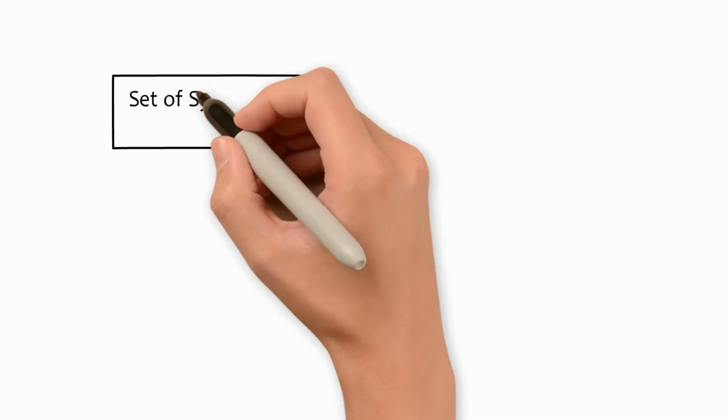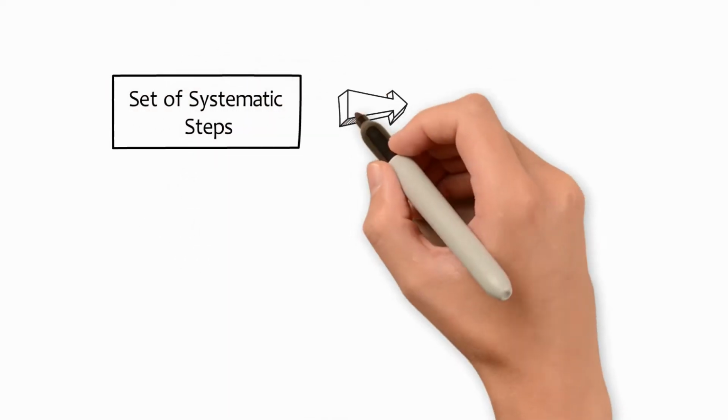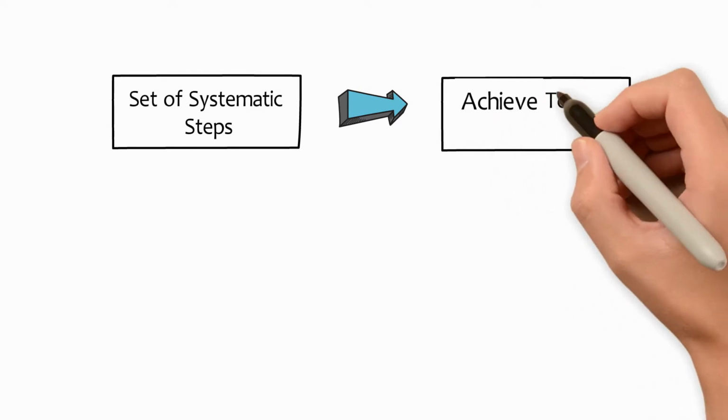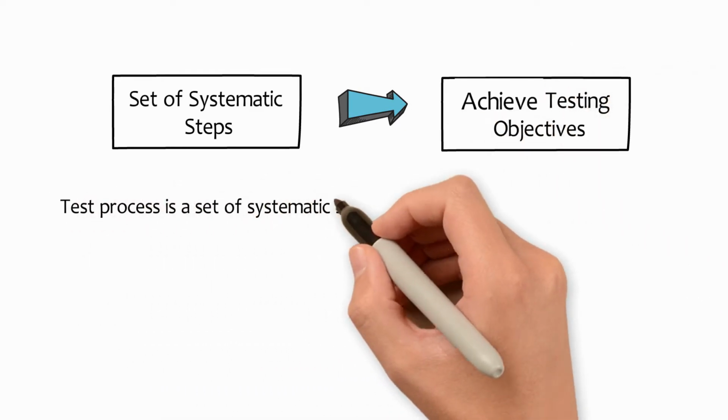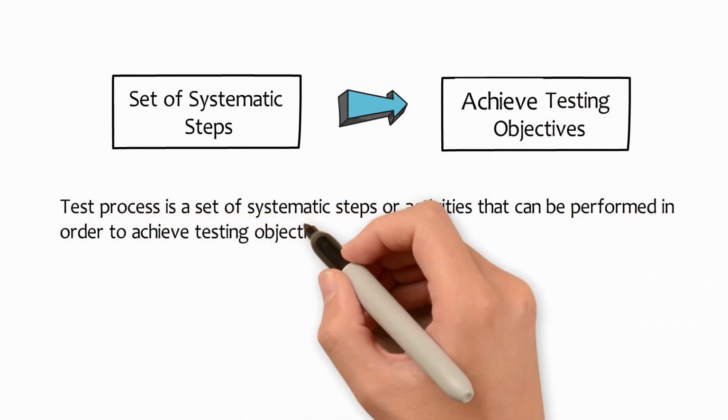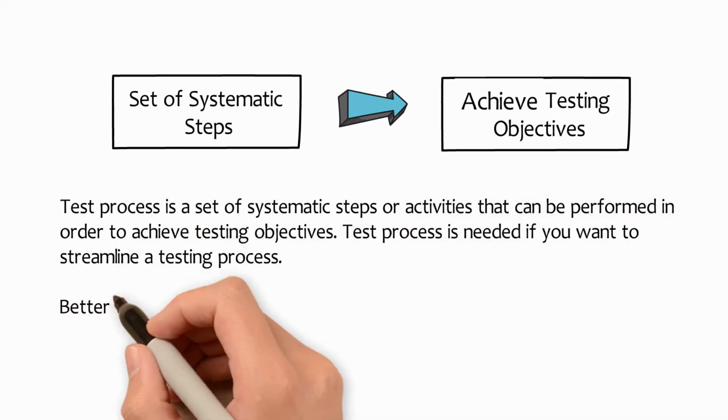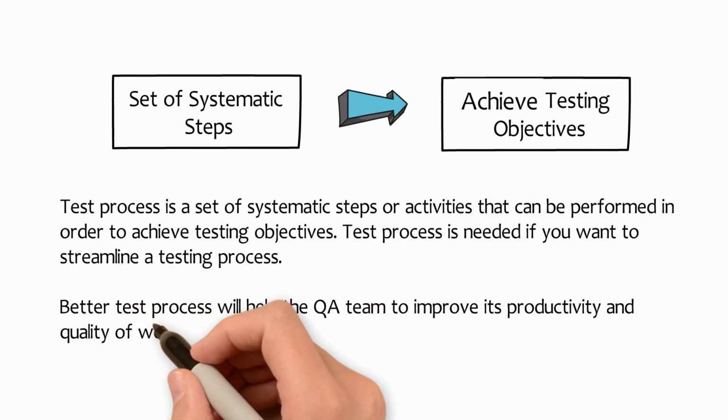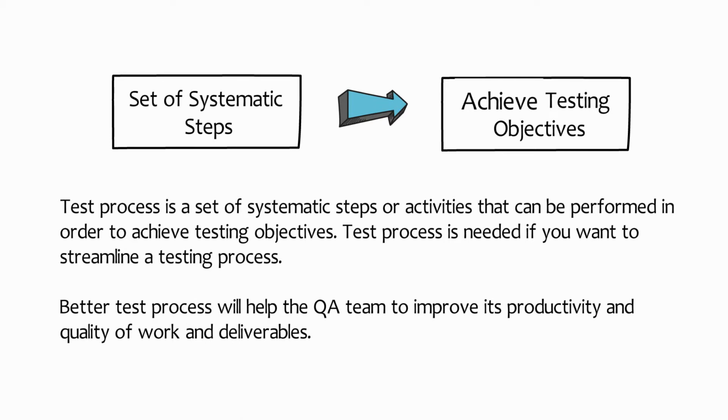Test process is a set of systematic steps or activities that can be performed in order to achieve testing objectives. Test process is needed if you want to streamline a testing process. Better test process will help the QA team to improve its productivity and quality of work and deliverables.